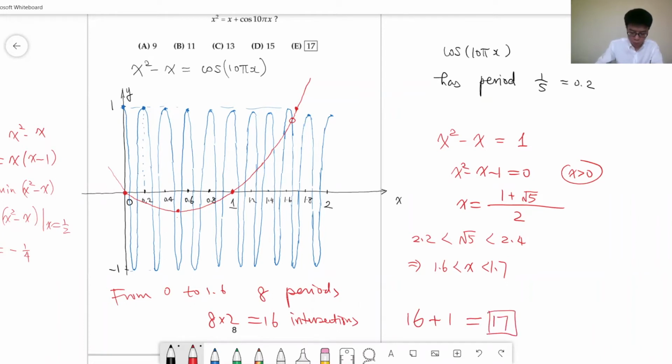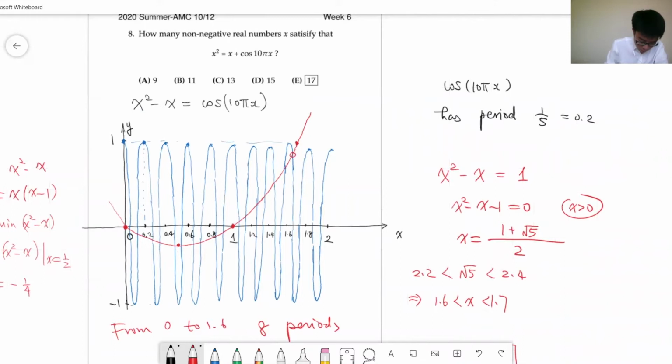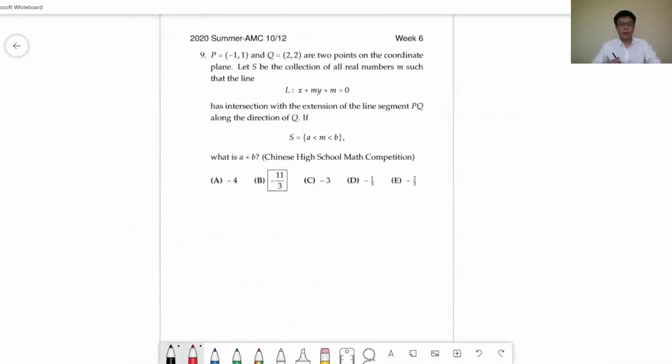17 is the solution. Okay, you can also just cross off these intersections. 1, 2, 3, 4, 5, 6, 7, 8, 9, 10, 11, 12, 13, 14, 15, 16, and 17. So if you can imagine this picture, you don't need to draw all the details, but I would like to draw it for your convenience. All right, let's come to problem 9.